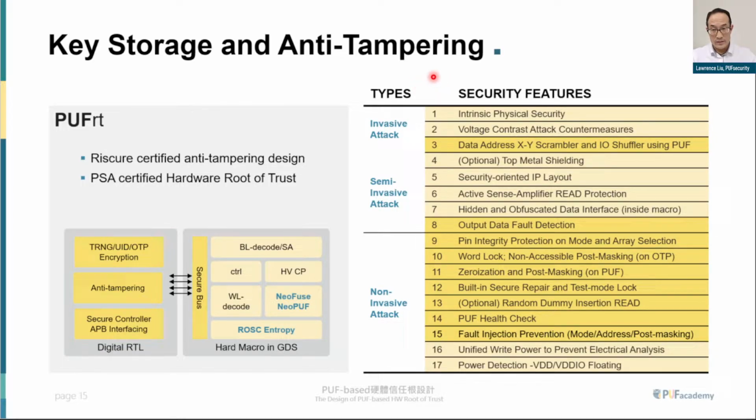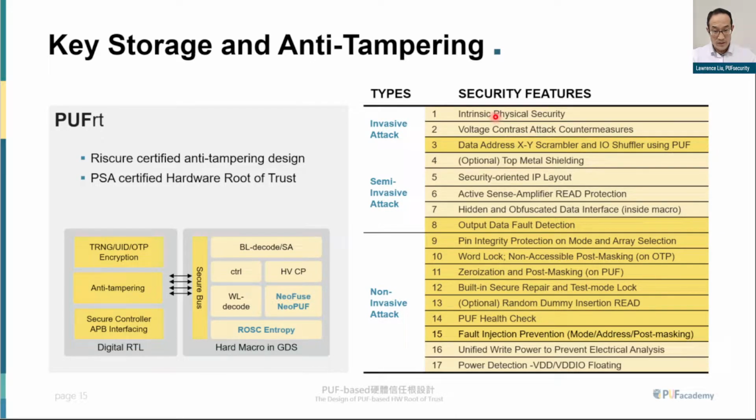But if we talk about the secure storage itself, we take a look at number 3 here, which is a data address scrambler and also I/O shuffler, and that's based on the PUF, the built-in PUF, to randomize and obfuscate any stored data, so that it's not stored as plain text, it's rather stored as a ciphertext on a PUF-based root of trust. And this is unique because traditional roots of trust won't have a PUF, and so as a result they can't offer this ciphertext storage feature.